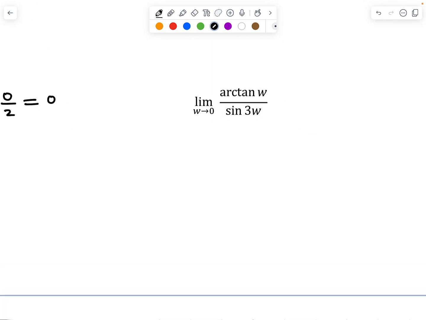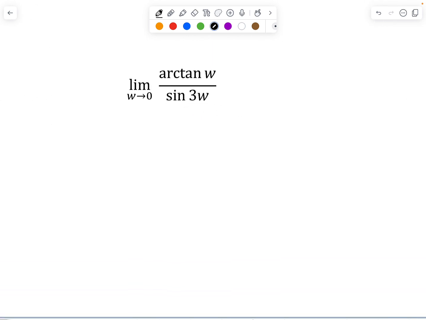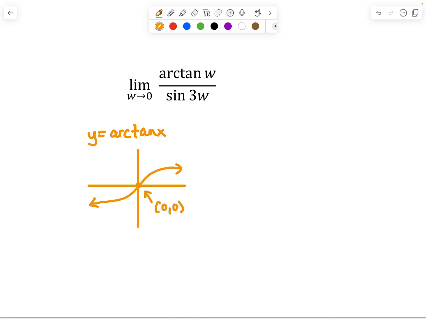And the fourth one on this page, as w approaches 0, we get arctangent of 0. Recall the arctangent of x graph. It does pass through the origin. The arctangent of 0 is 0 because 0 is the angle at which the tangent is 0. As w approaches 0, arctangent of w approaches 0. And then the denominator will approach sine of 0, which is 0. So this is a trigger for L'Hopital's rule.